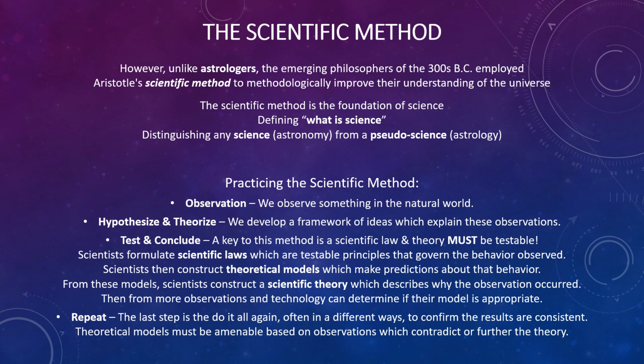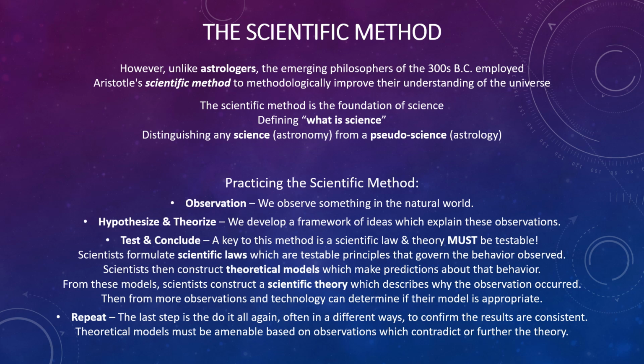So it's really important to know what is science. And the foundation of science is the scientific method. And this is how we can determine what is a science and what is not a science, what we would call a pseudoscience. So the scientific method is that you observe something, you hypothesize and theorize what caused your observations, and then you test out your hypotheses and theories, and then you come to a conclusion.